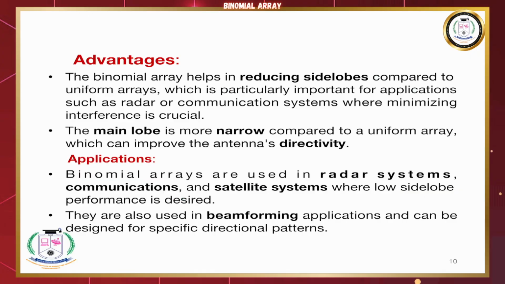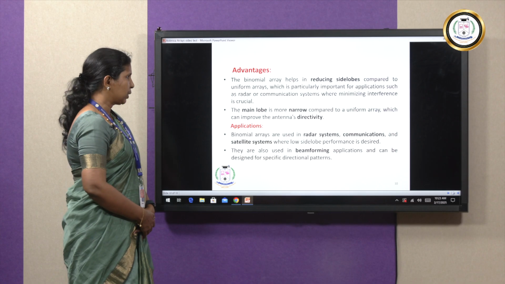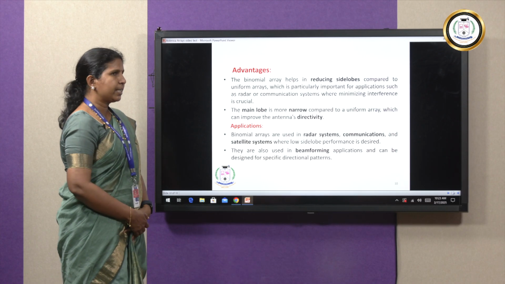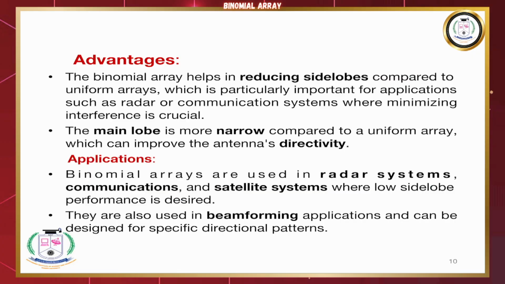The second advantage is that the main lobe is narrower compared to the uniform array, which can improve the antenna's directivity. The applications of binomial arrays are: they are used in radar systems, communication and satellite communication systems, and they are also used in beam forming applications.